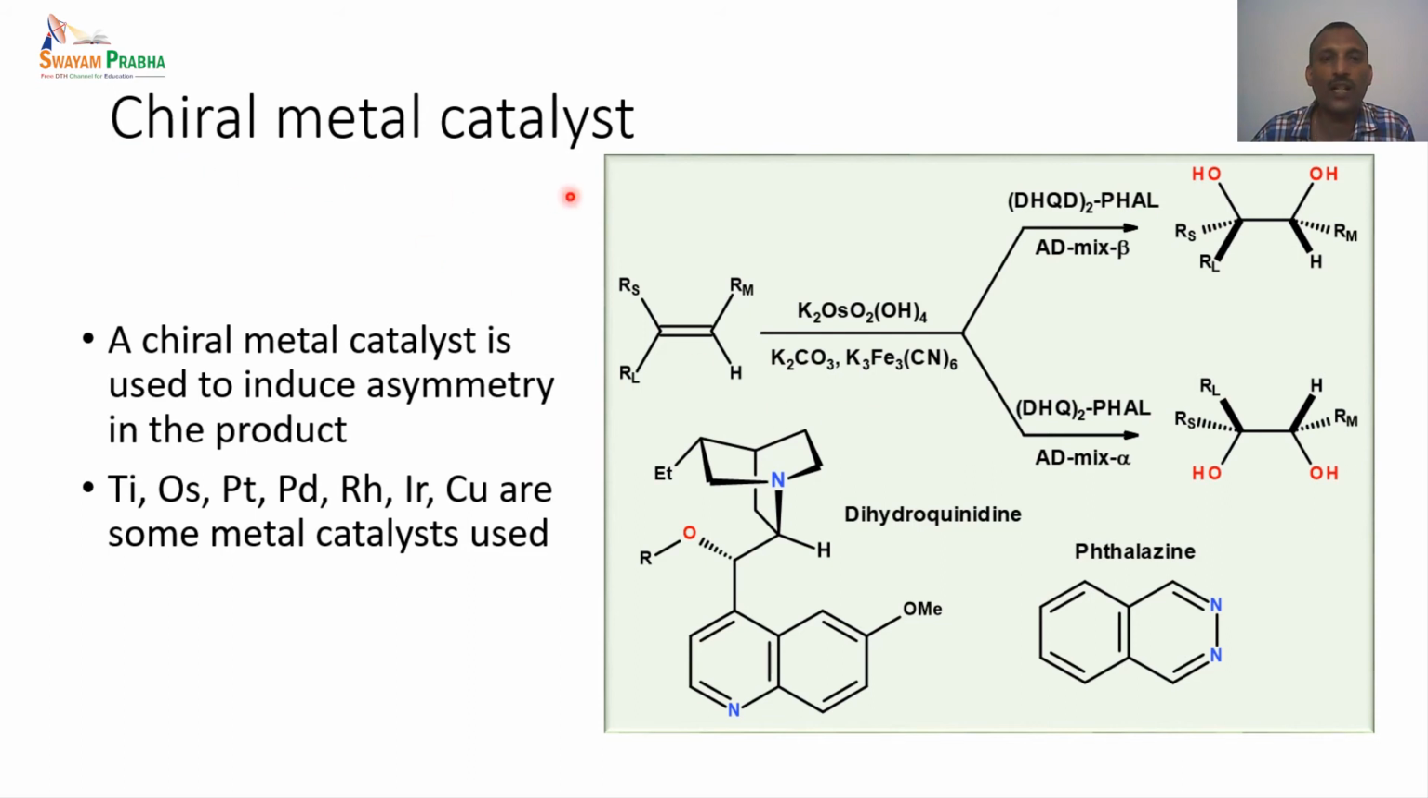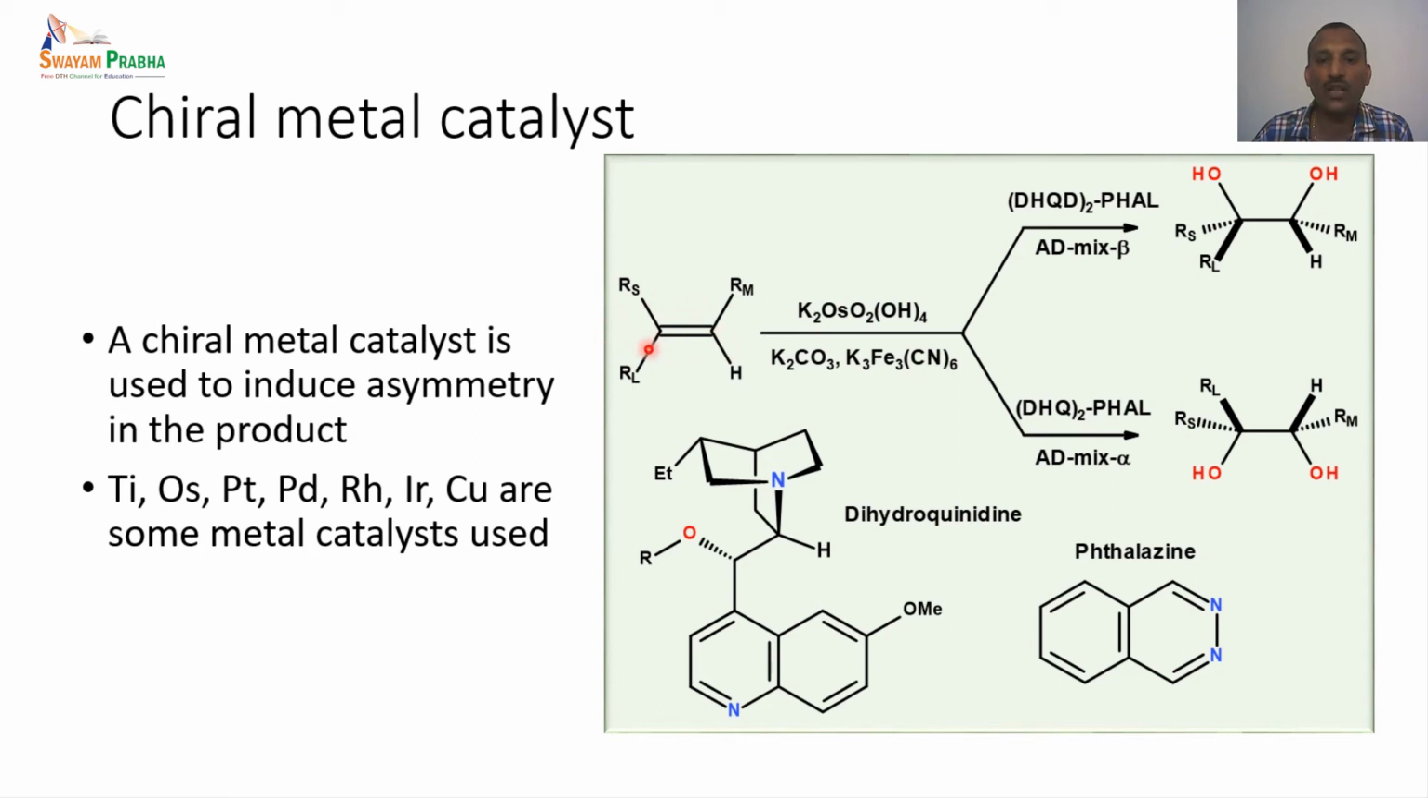The next one is a chiral metal catalyst. The metals are basically used in very small or catalytic quantities, because in the previous one we had seen stoichiometric quantities of reagents, but metals are generally used in catalytic quantities. The Sharpless epoxidation reaction, as shown here, is one such example.